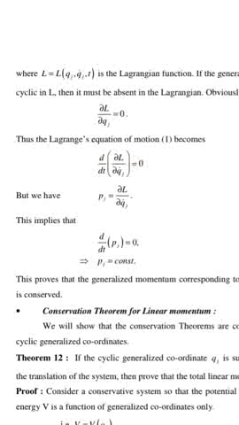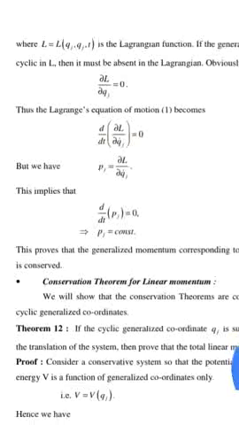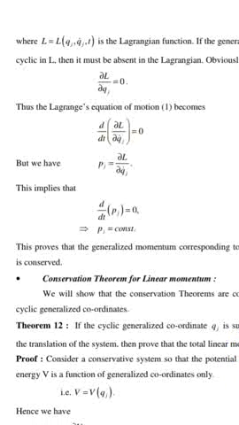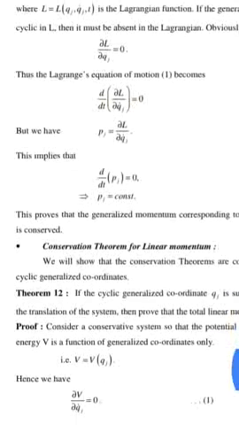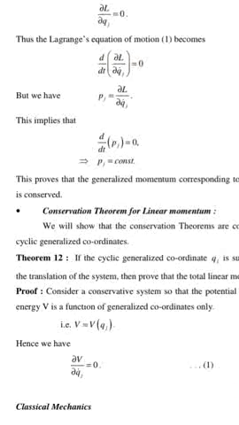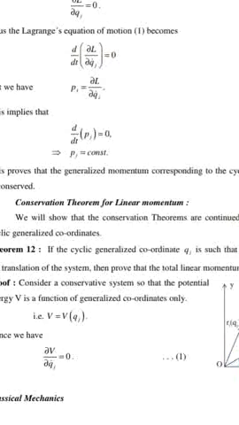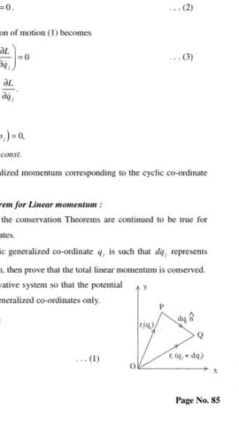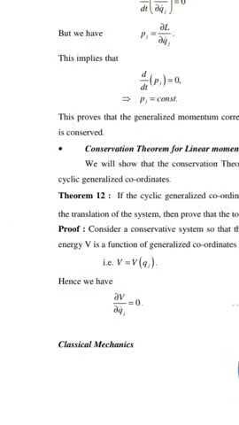Thus, the Lagrange's equation of motion becomes d/dt of (∂L/∂qj dot) is equal to 0. But we have pj is equal to ∂L/∂qj dot. Therefore, d/dt of pj is equal to 0, and pj is equal to constant. This proves that the generalized momentum corresponding to the cyclic coordinate is conserved.